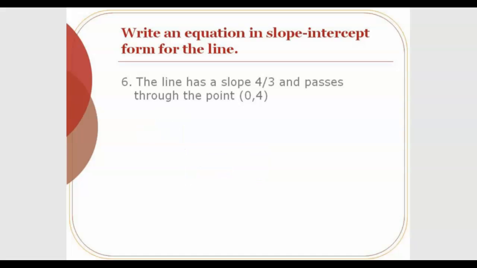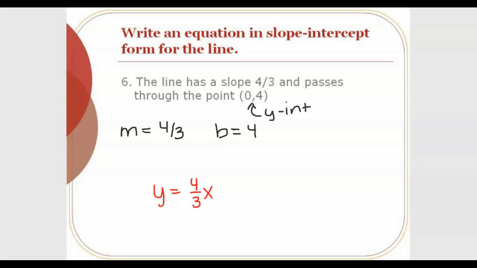In the next example, you're given the slope and a point. In this case, that point is still representative of the y-intercept because it's (0, 4). So that means that my m is 4/3 and my b value is 4. So I can plug into y equals mx plus b. And the equation of my line is y equals 4/3 x plus 4.